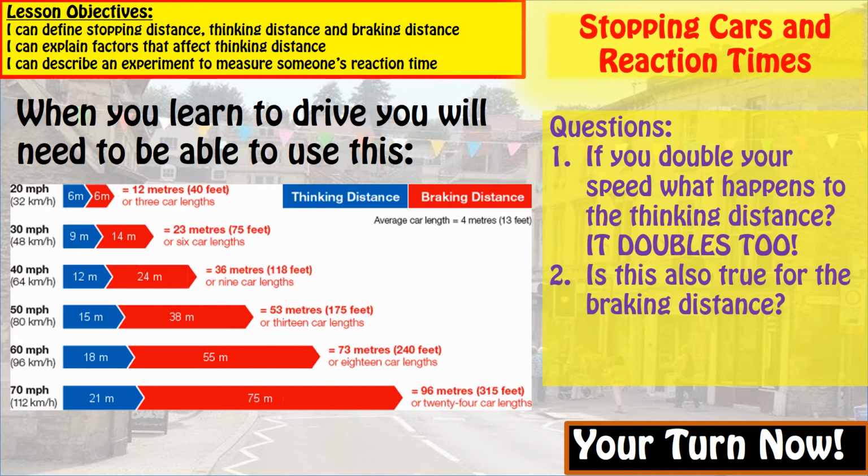Is this true for braking distance? Well, at 20 miles per hour, the red braking distance is 6 meters. At 40 miles per hour, the red braking distance is 24 meters. So it's what we call an exponential relationship. It goes up more and more and more. It doesn't just double, it's gone up by 4 times. So no, it's not true. Well done if you got both those right. If you did, give them a tick. If not, just add in your answers to your questions now.